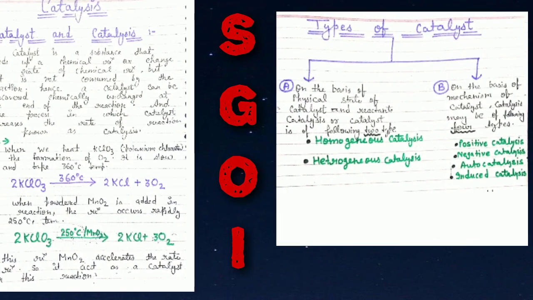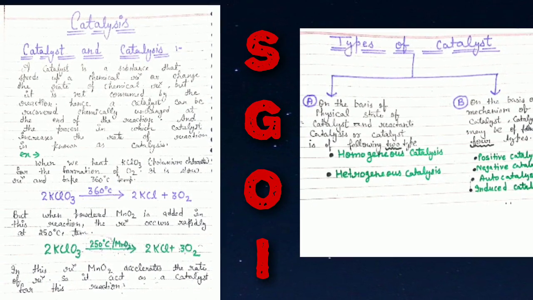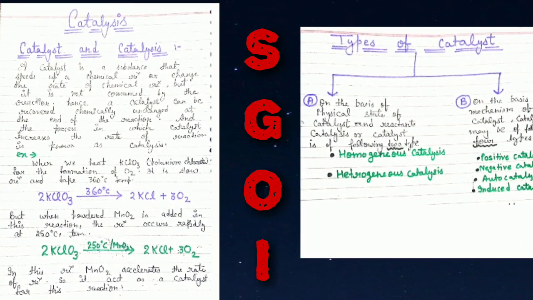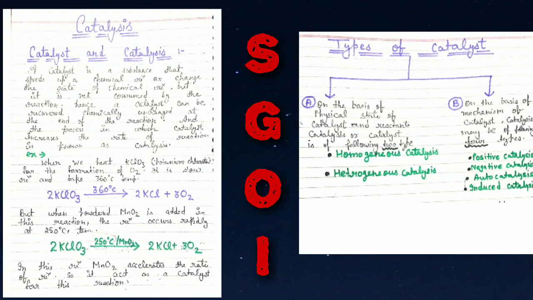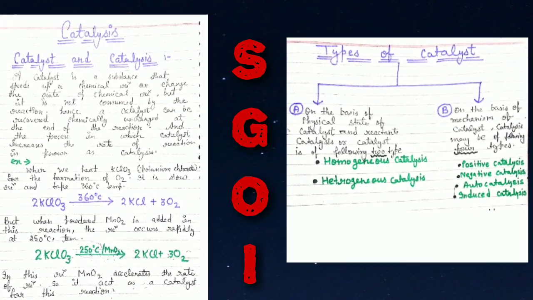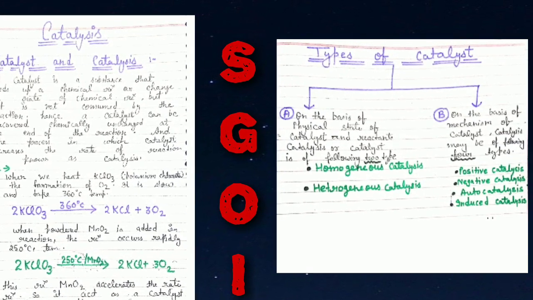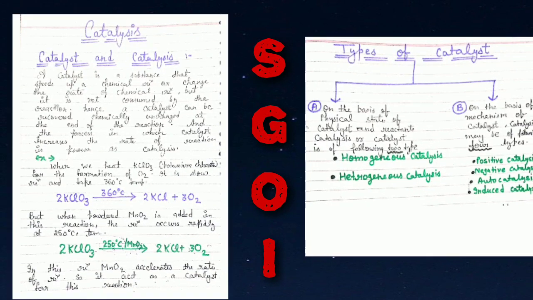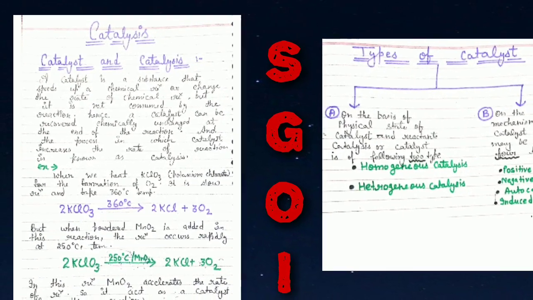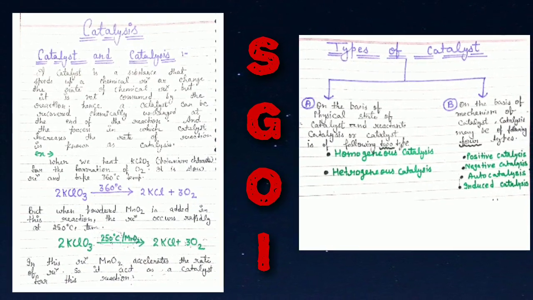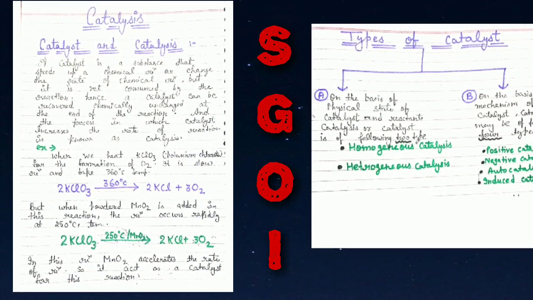So when phase is equal to 1, that catalyst is known as a homogeneous catalyst and the process is known as homogeneous catalysis. For example, formation of SO3 in the lead chamber process. In this reaction, sulfur dioxide reacts with oxygen gas to form SO3 in the presence of NO gas catalyst. Here the reactant and the catalyst are in the same phase.